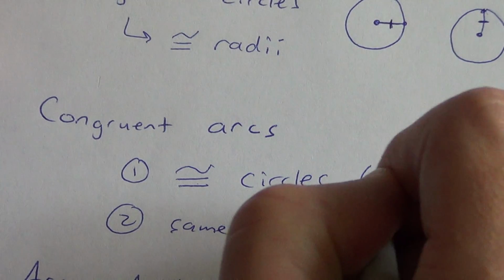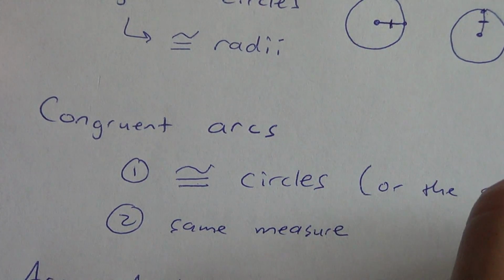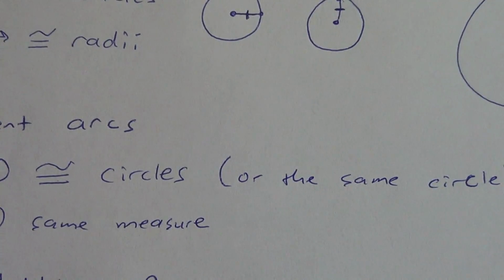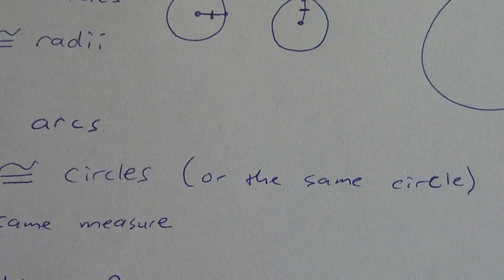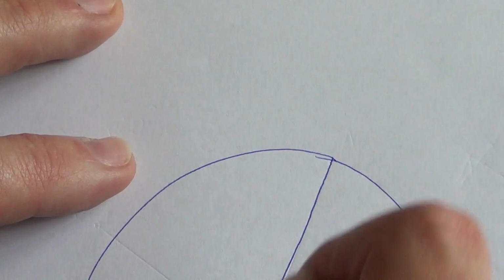Technically, you could have the same circle. Okay, I'll explain that here in a second. Okay, so congruent circles or the exact same circle. Okay, and then you gotta have the same measure. So let me show you what I mean by that. Let me grab a new sheet of paper. All right, so let's talk about that same circle thing. So let's say I have something like this.